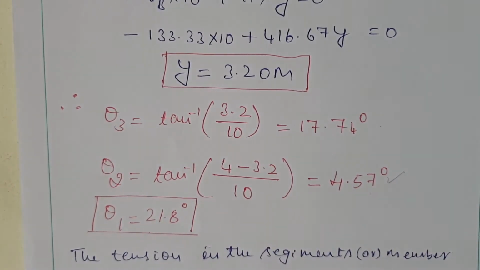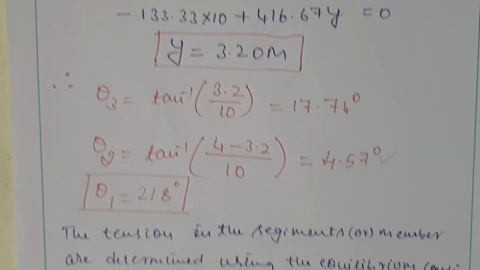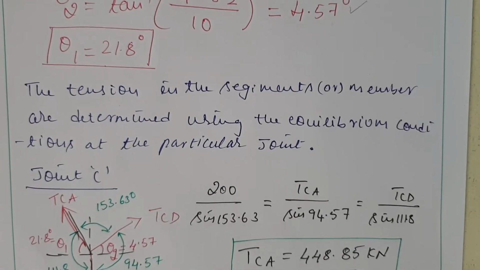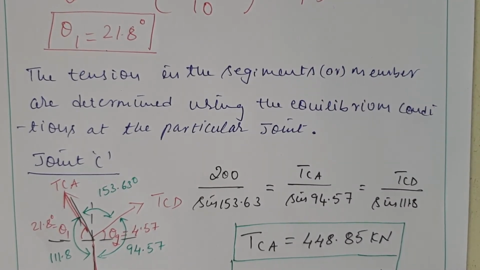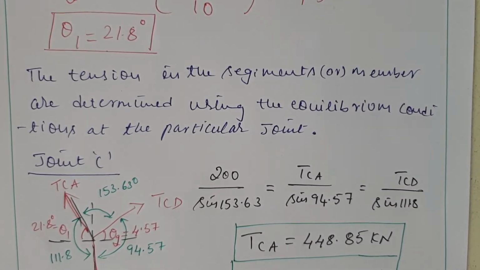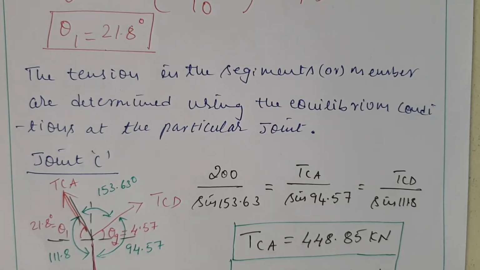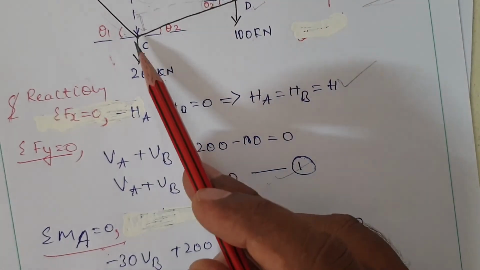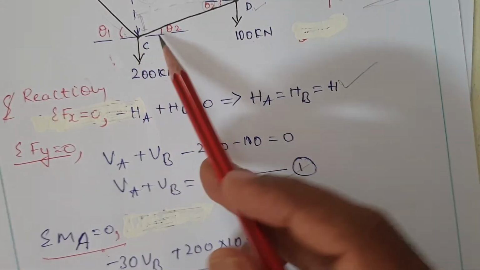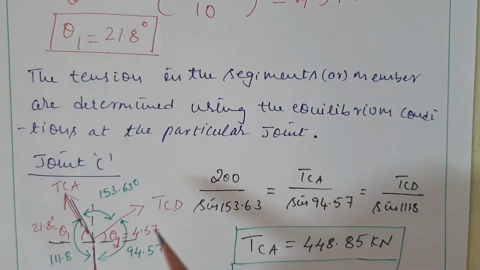So now we have to find out tension in each segment. In order to find out tension in each segment, this is the procedure we are following. Tension in each segment by using the method of joints, or you can say by using the procedure we followed for Lami's theorem, or by using equilibrium conditions we can solve. First I am considering joint C. So the same figure I drew as it is. It will be like this.